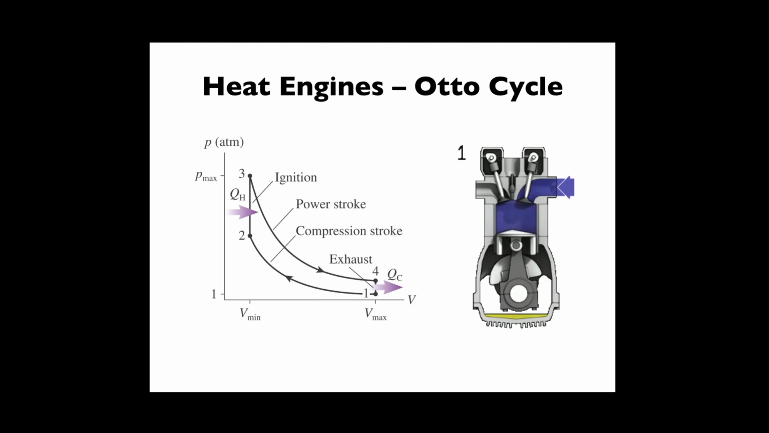And you can look at it something like this. From 1 to 2, the gasoline sprayed in here is compressed by the piston. Then from 2 to 3, the spark plug fires. The fuel burns too quickly for the piston to move, so you don't have a change in volume. From 3 to 4, you have hot, high-pressure gas that's moving the piston out.